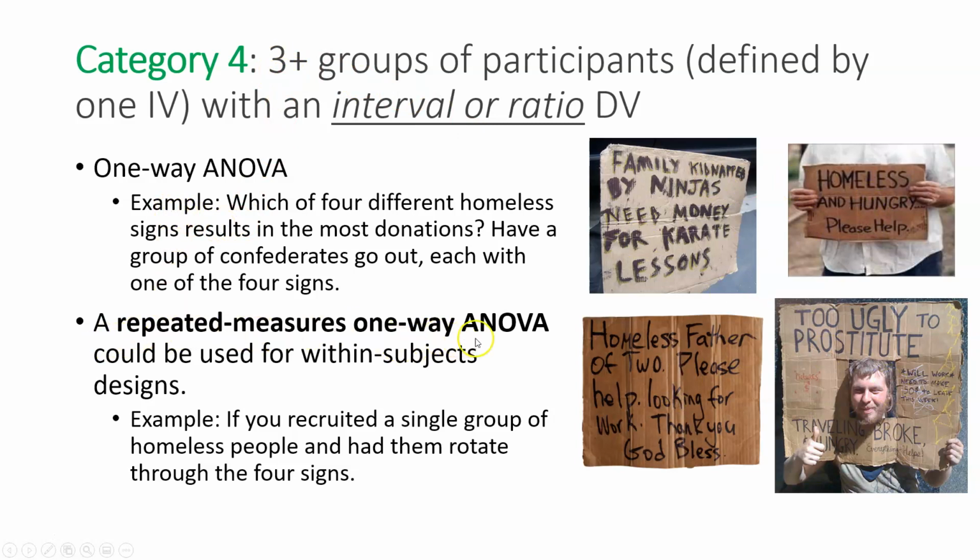A repeated measures one-way ANOVA could be used for within subjects designs. So if you recruited a single group of homeless people and you had them rotate through the 4 signs so that each person held one sign, then the next sign, then the third sign, then the fourth sign, that would allow you then to compare across the same person the effect only of different signs. And basically everything else about the study would be the same, but it would just be considered repeated measures in that situation, because it would be the same people with multiple conditions.